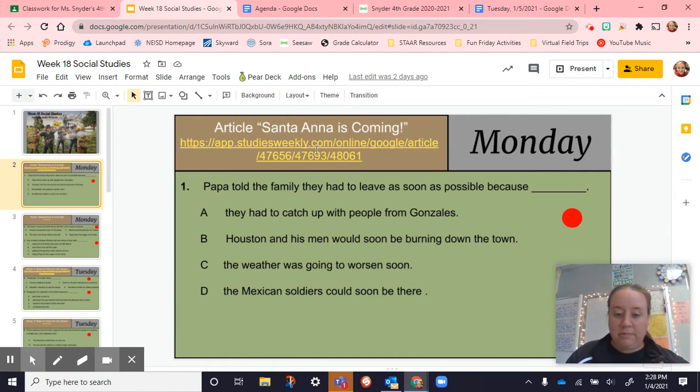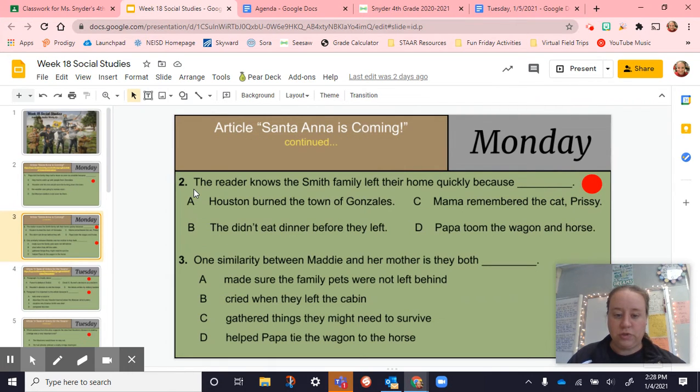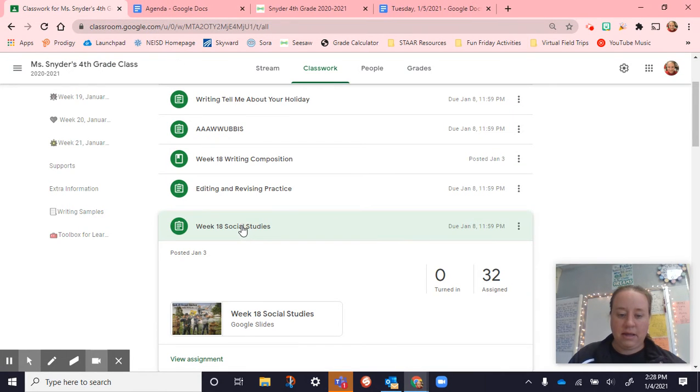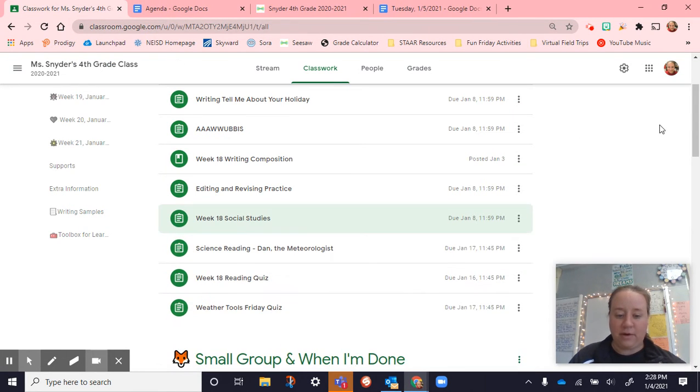And so click there, and then you've got questions. Question 1: Papa told the family they had to leave as soon as possible because. So why did they have to hurry up and leave? Question 2: The reader knows that the Smith family left their home quickly because. And then one similarity between Maddie and her mother is that they both do what? So once you finish that, you can exit out of that. And then that was it for today.